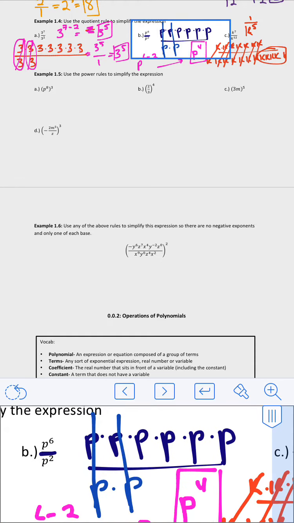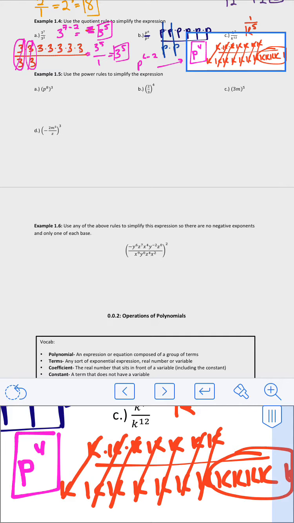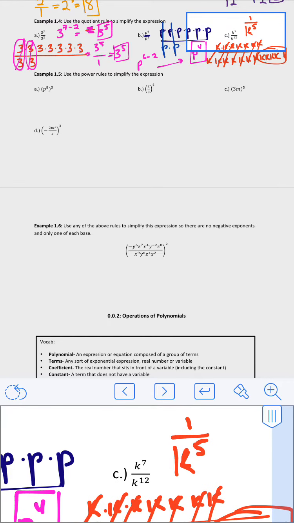So if the p's are in the numerator, great, keep them in the numerator. If the k's end up being in the denominator, okay, keep them in the denominator, right? And if you have nothing in the numerator, just throw a 1 over it. 1 over k to the 5th. Remember, you can always tack on a plus 1, or times 1.